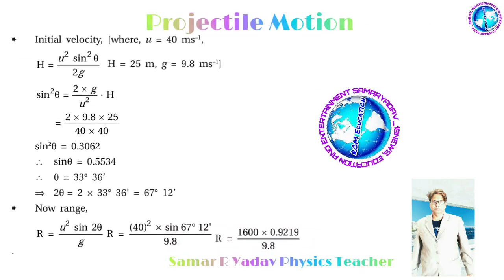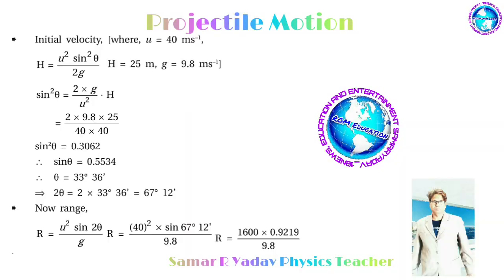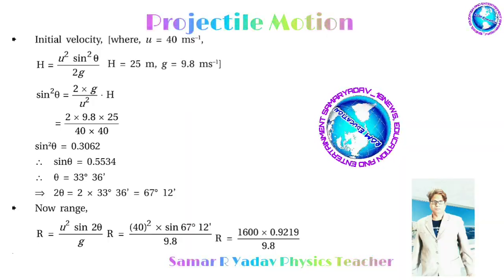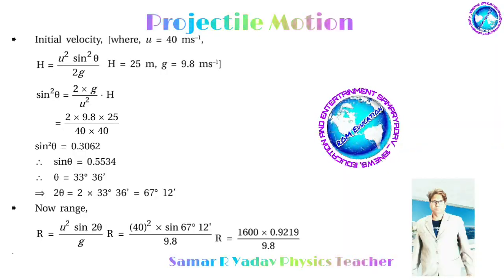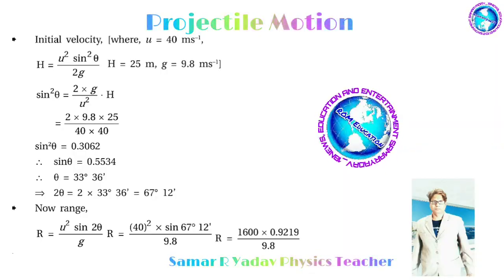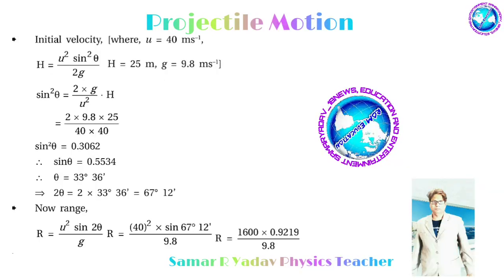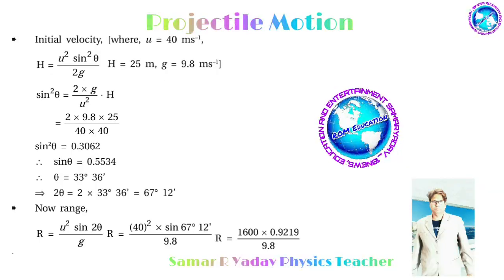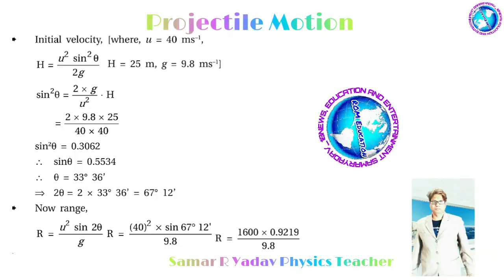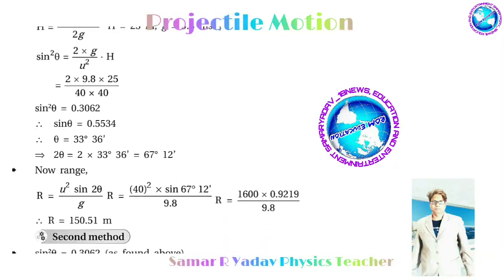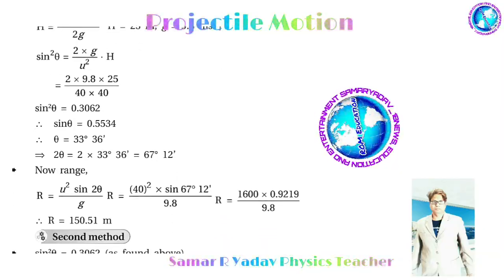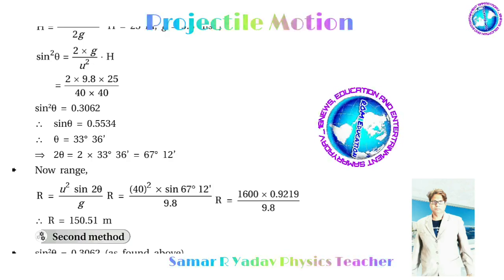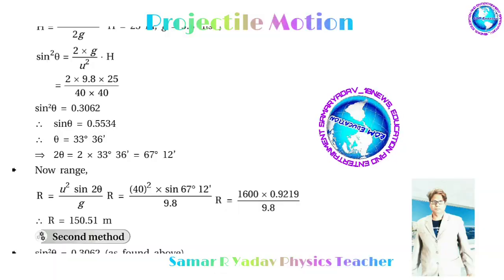Therefore sin square theta is equal to 2 into g upon u square into h is equal to 2 into 9.8 into 25 divided by 40 into 40. Sin square theta is equal to 0.3062. Therefore sin theta is equal to 0.5534. Therefore theta is equal to 33 degree 36 minute. Implies that 2 theta is equal to 2 into 33 degree 36 minute is equal to 67 degree 12 minute.